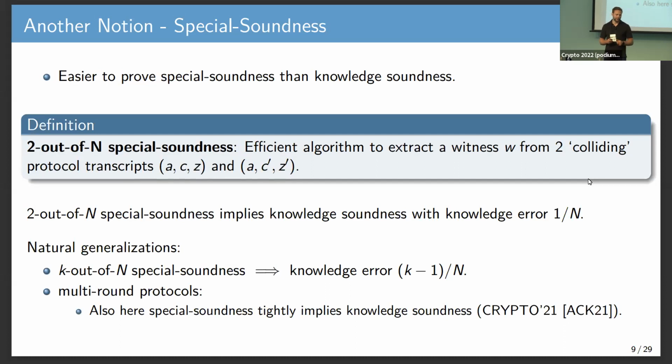You can also go to k-special soundness, where instead of 2 transcripts, you need k transcripts. There we see that it implies knowledge soundness with knowledge error (k minus 1) over n. And there are also multi-round generalizations of this notion of special soundness. And we know that these generalizations also tightly imply knowledge soundness.